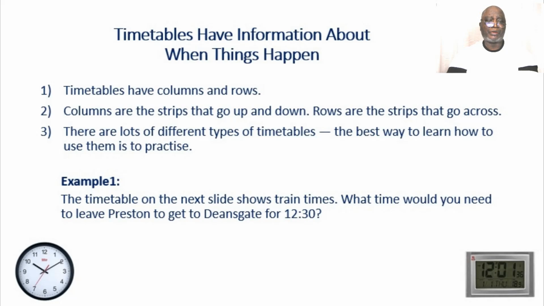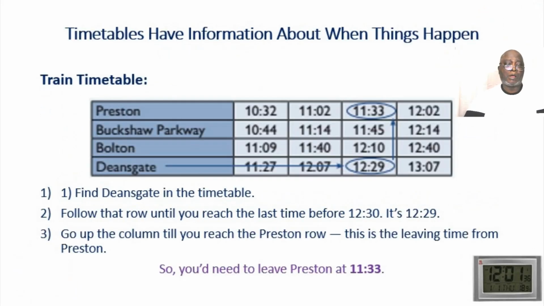Let's look at an example here. The timetable on the next slide shows train times. What time would you need to leave Preston to get to Deansgate for 12:30? If you look at the timetable, remember you look across the rows and then the columns. So you have a list of Preston, Buckshot Parkway, Bolton and Deansgate on the left, and then on each of their rows you see different times.